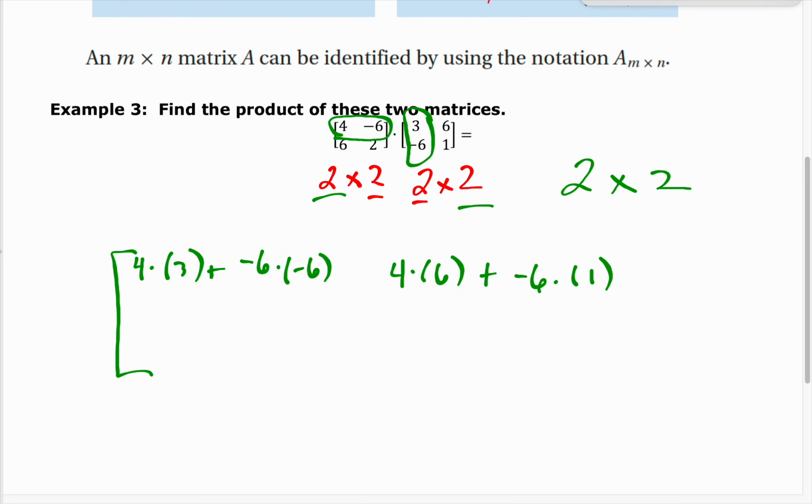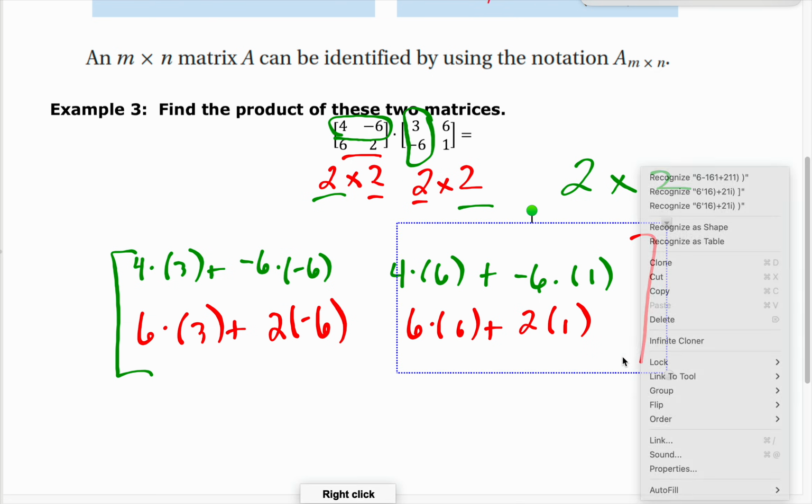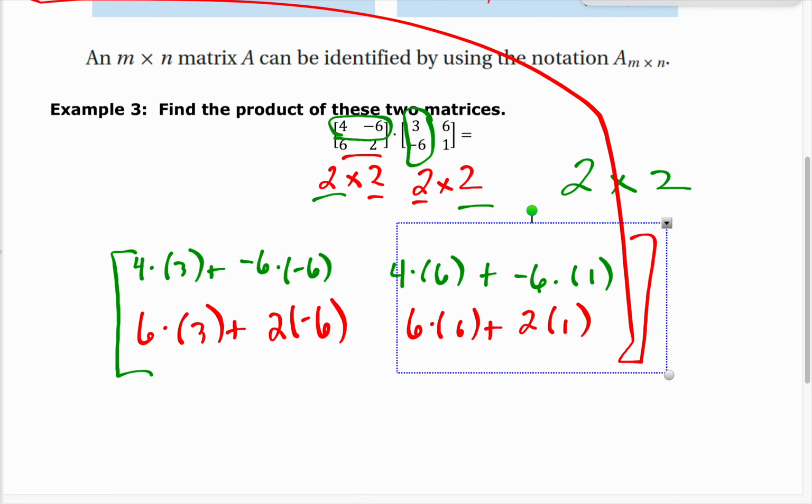And now we're trying to find this value right here, which is going to be row 2, column 1. So we're going to take row 2, column 1. 6 times 3 plus 2 times -6. And over here, we're dealing with row 2, column 2. So we're going to take 6 times 6 plus 2 times 1.